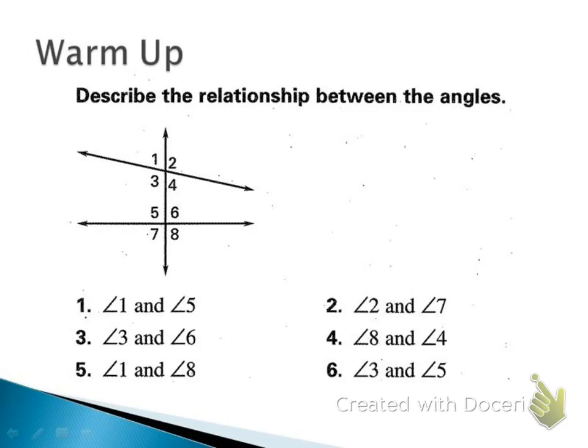All right, so we are just describing the relationship between the angles. So 1 and 5 are what type of angles? Corresponding. Corresponding, very good. 2 and 7. Alternate exterior, good. Different sides of the transversal outside of the two lines. 3 and 6. Alternate interior, very good.